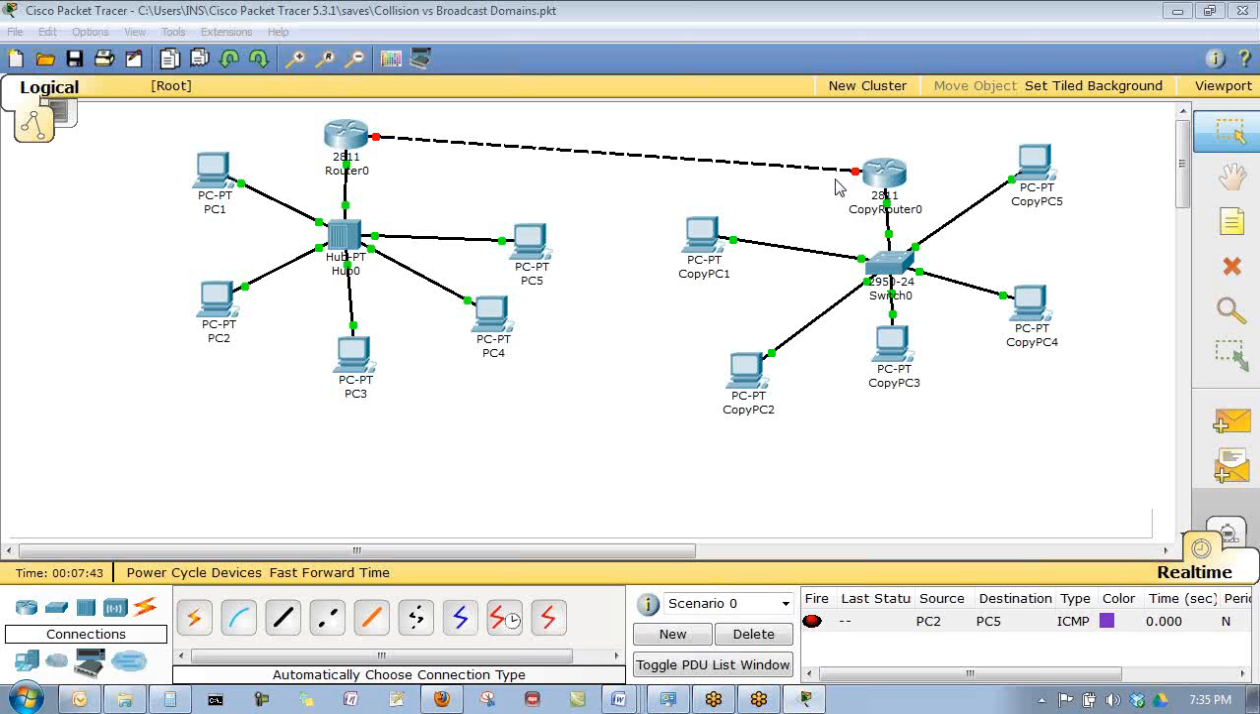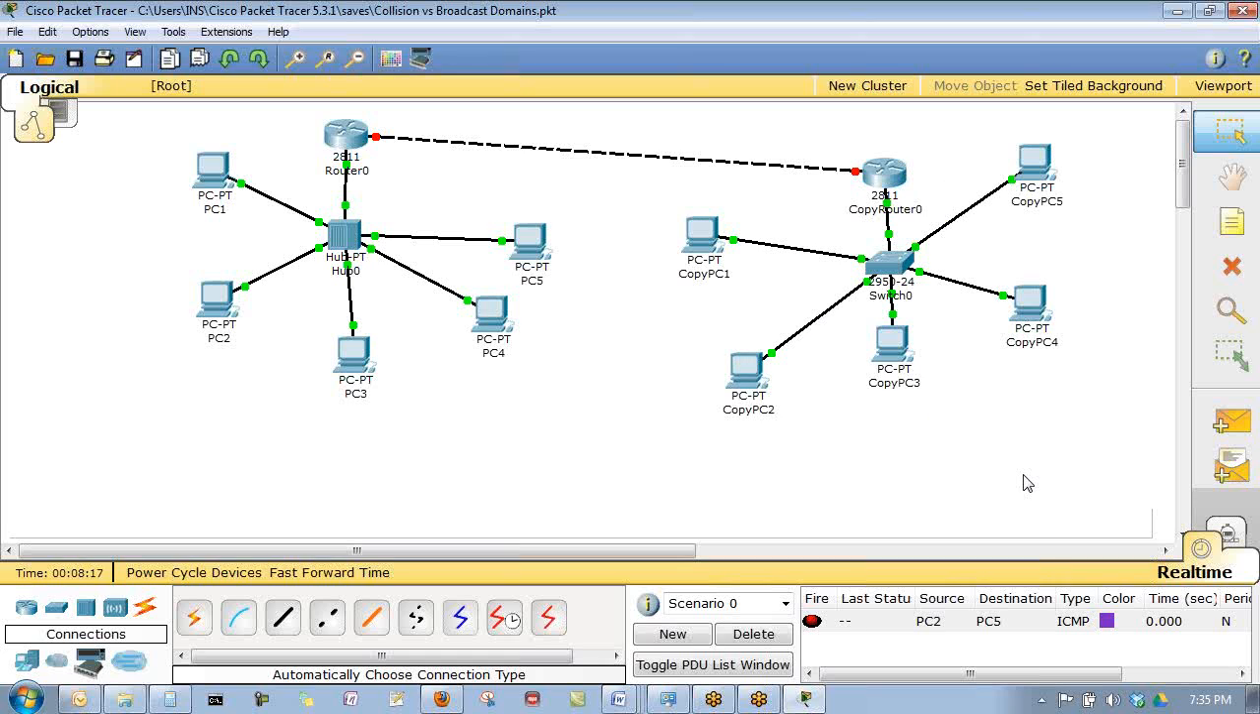Yep. Okay, there are 3 broadcast domains. And again, the reason for that is, well, it's separated by a router. So if you will, this is a broadcast domain right here. This is a broadcast domain right here. And this is a broadcast domain.